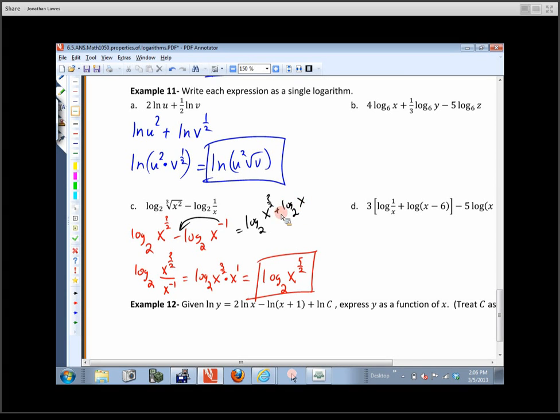Logarithms allow us to change addition into multiplication. So this would be the log base 2 of x to the 3 halves times x to the first, right? If I'm multiplying these together and they have the same base, I add the exponents. So this is log base 2 of x to the 5 halves.